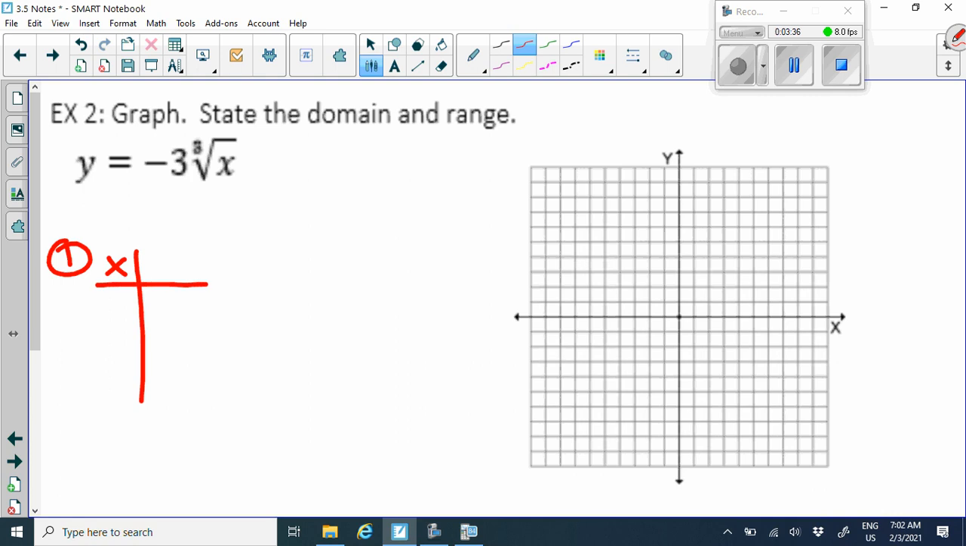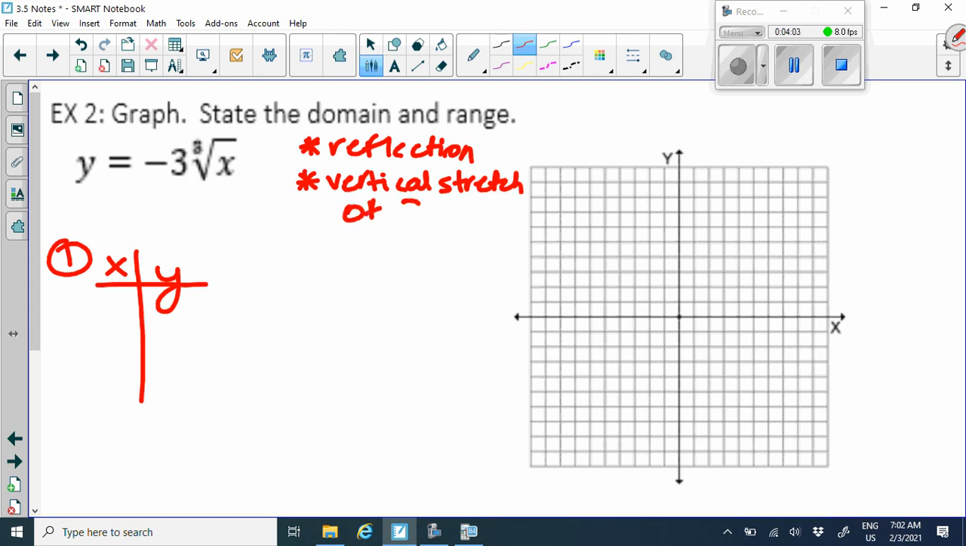Now, before we do the points, let's ask ourselves so we can keep working on transformations. If we see this negative here, notice that we are going to have a reflection. And if we take the absolute value of negative 3, that is greater than 1, so that means we are going to have a vertical stretch.